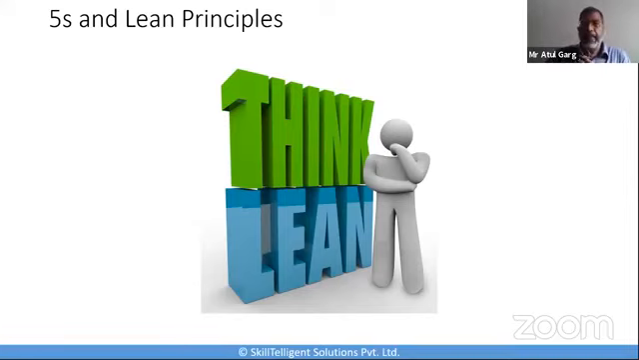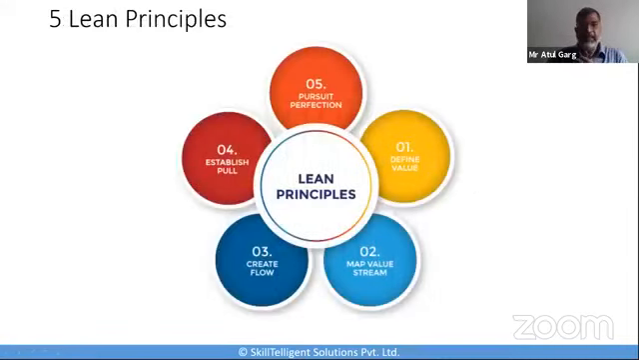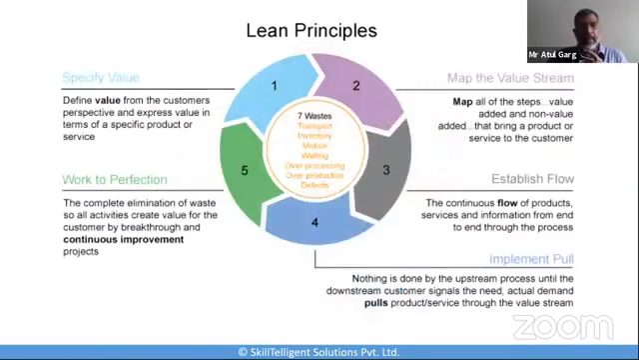There are 5 principles of lean manufacturing which are considered a recipe for improving workplace efficiency. And these 5 principles are: define value, map value streams, create flow, establish pull, and pursue perfection. Let's quickly look into each of them and try to understand them.